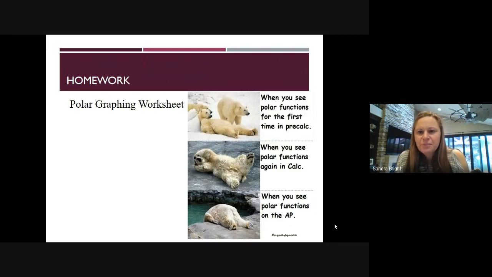What does it say? When you see polar functions for the first time in pre-calc, when you see polar functions again in calc, when you see polar functions, let me be cute. All righty.